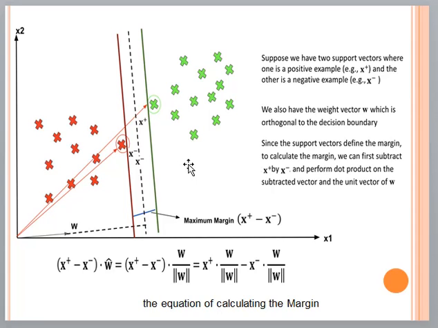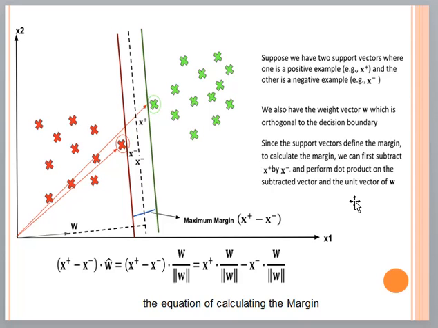If we also have the weight vector w, which is orthogonal to the decision boundary. Now we have these weight vectors here, and these weight vectors are orthogonal to the decision boundary. So we can say that this is orthogonal to here. Since the support vectors define the margin, to calculate the margin, we can first subtract x plus by x minus. We have already seen from our definition that support vectors are defined by their margins, and we want to have the maximum margin, remember.